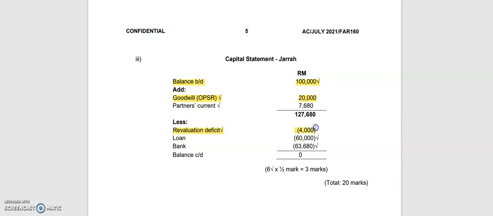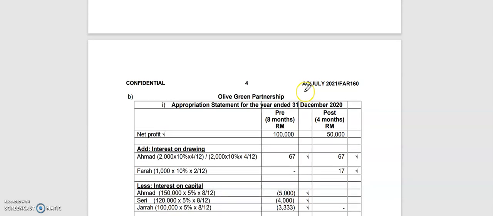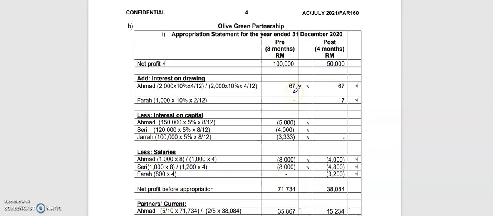At this section, you have to less. Why do you less? Because it's a loss. Deficit is also named as a loss, surplus is similar to profit. Okay, done. We are done with the revaluation. Okay, can we move to the appropriation statement?